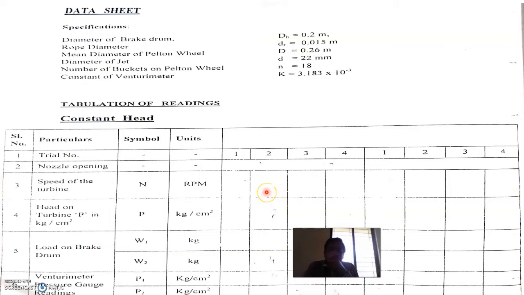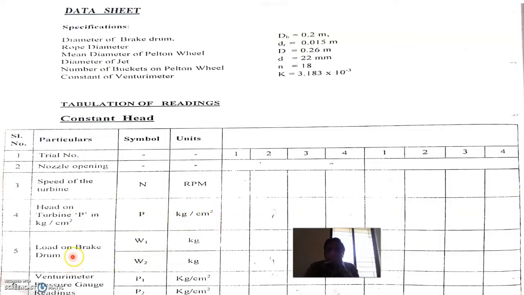We need to conduct this experiment in two conditions: one is half flow condition and the other is full flow condition, when the valve is fully open and when it is partially open. We are going to record the speed of the turbine in terms of RPM, and note down the head on the turbine, that is P, in kg per meter square.